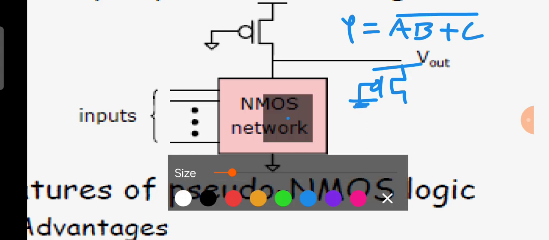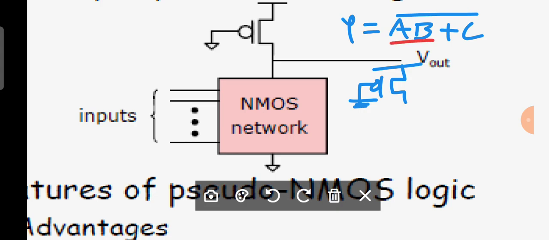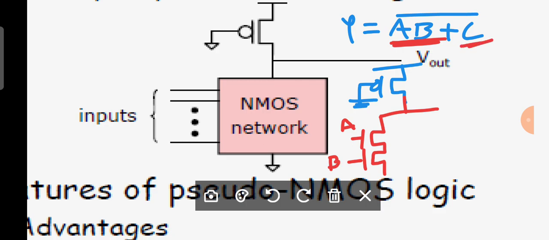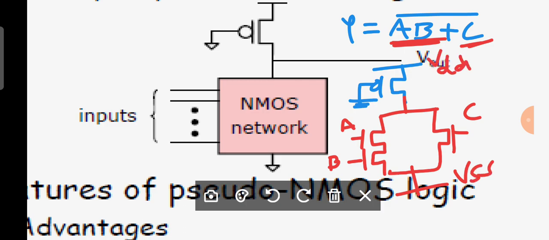Now I will use some other color to design the pull down. Now you know very well AB is there. In AND or NAND, NMOS should be in series. Are you clear? This will be A and this will be B, and C should be in parallel. C. Now it is connected to VSS and it is connected to VDD. Now output, you can take the output between the pull up and pull down network. Is it clear, all of you?